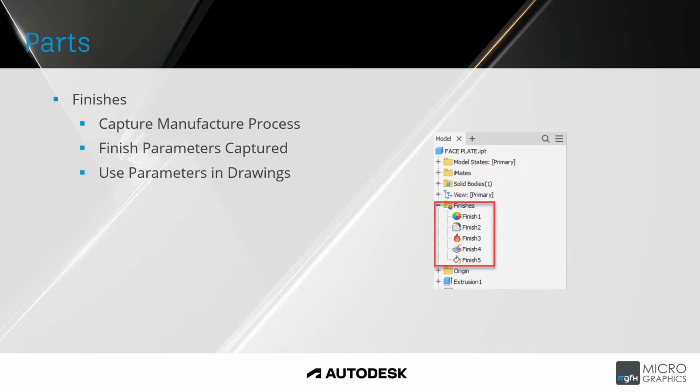Finish 2 is a coating. So if you are going to coat a component, whether it's anodized or powder coated, you'd have the ability to add a coating.